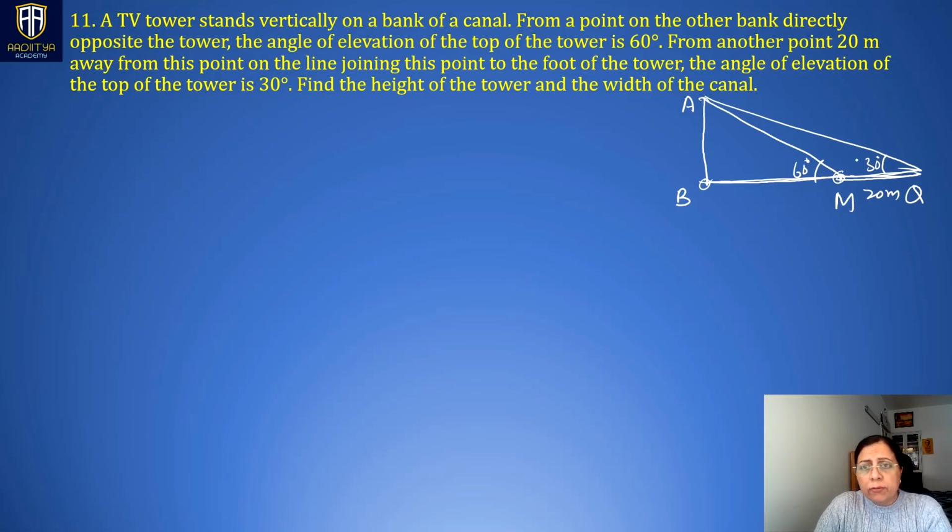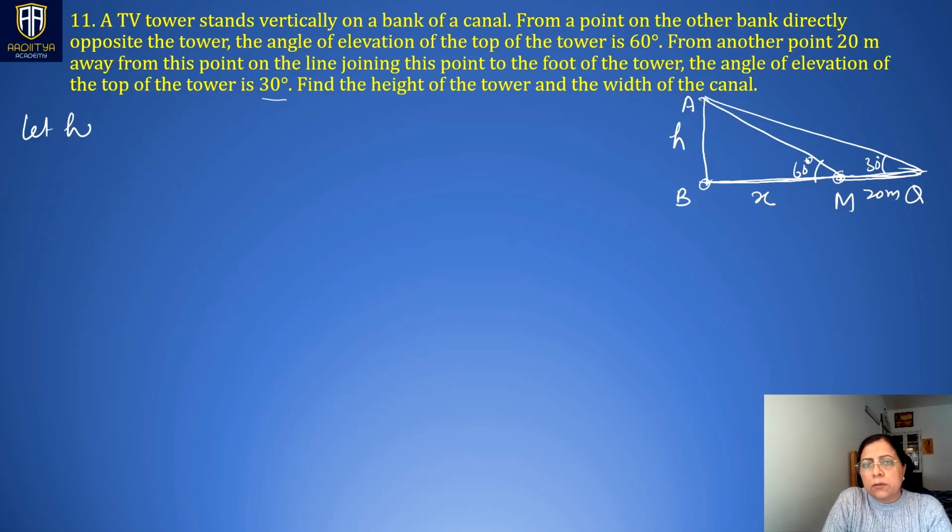Even if you miss any chance of understanding this language, try to learn this thing. I have told you about 2-3 times that the larger angle is closer. So if we already had 60 degrees and the next angle is 30 degrees, that means we are going farther from the foot of the vertical object. So Q is farther than M. So Q lies here. We have to find the height of the tower and the width of the canal, which is BM, X.